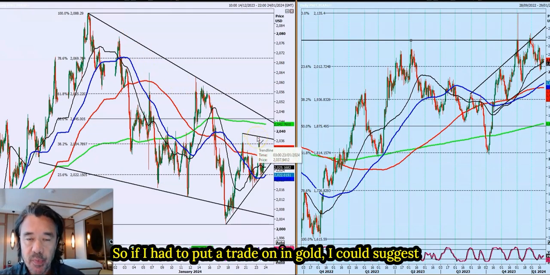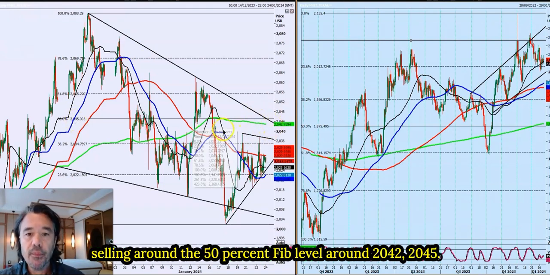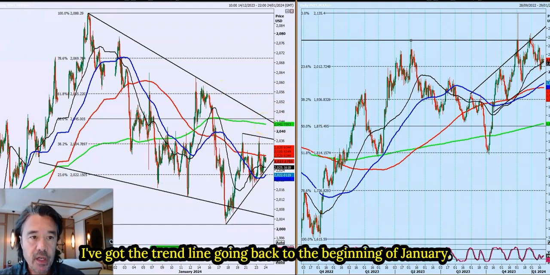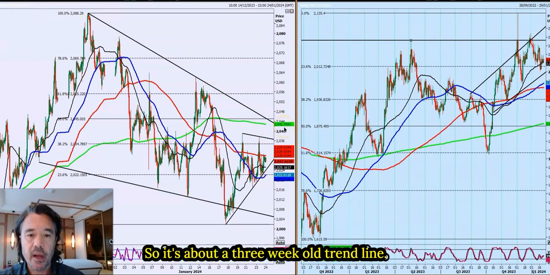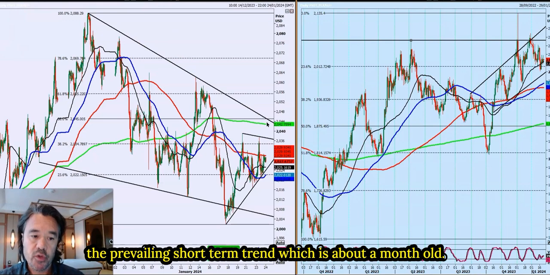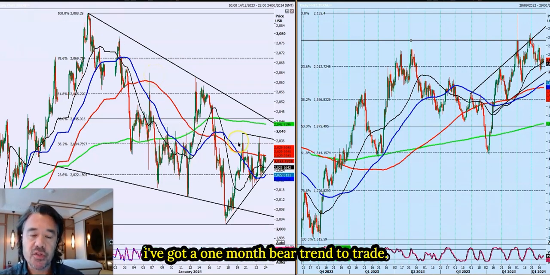So if I had to put a trade on in gold, I could suggest selling around the 50% fib level, around 2042, 2045. I've got the 500-hour moving average acting as resistance. I've got the trend line going back to the beginning of January, so it's about a 3-week-old trend line. It's enough for me to say, okay, I could try a short there in the prevailing short-term trend, which is about a month old. I've got a 1-month bear trend to trade.